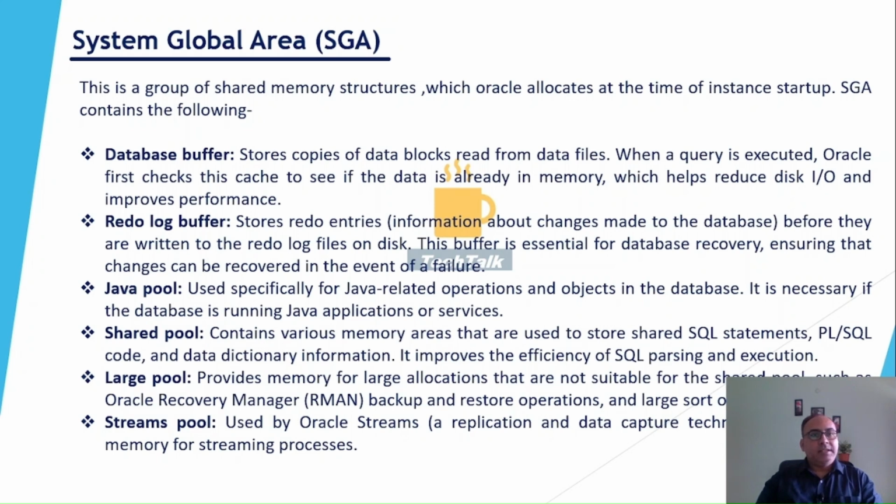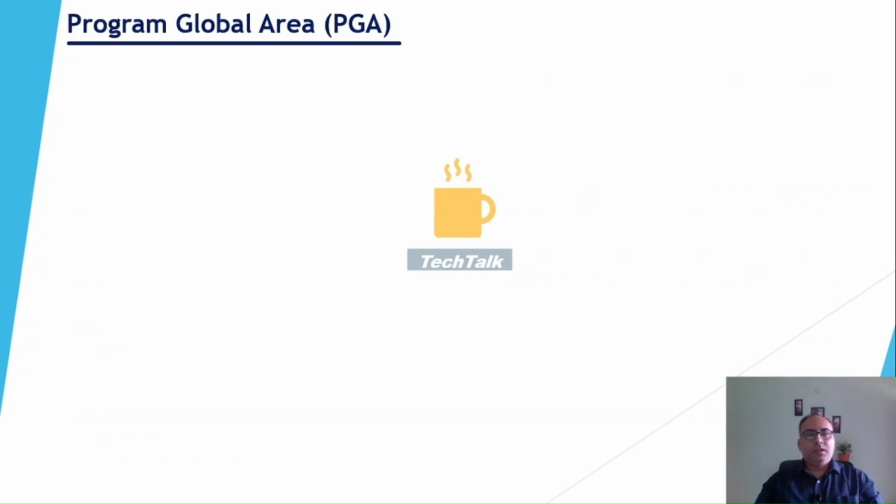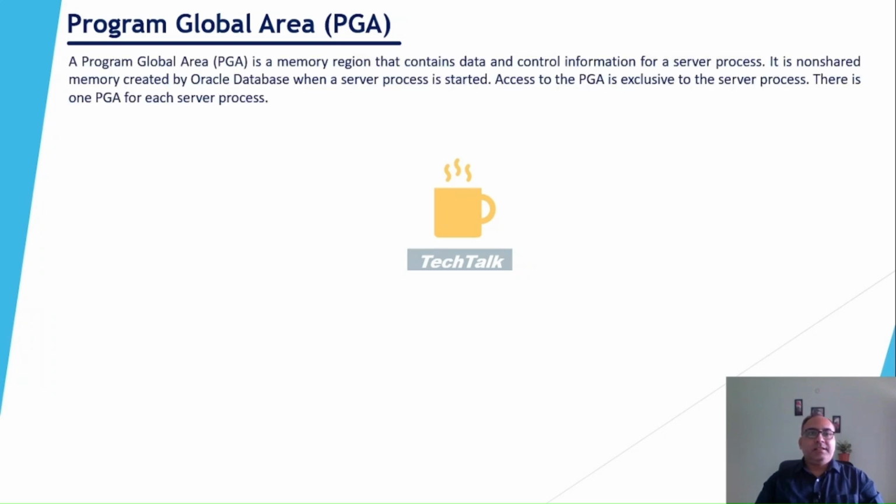So that's about SGA, and these are basically all the major components of SGA. Program Global Area, PGA. PGA is also a memory region that contains data and control information for a server process. Unlike SGA, it's a non-shared memory. It's basically created by Oracle database when a server process is started. Please remember one thing: there will always be one PGA for each and every server process.